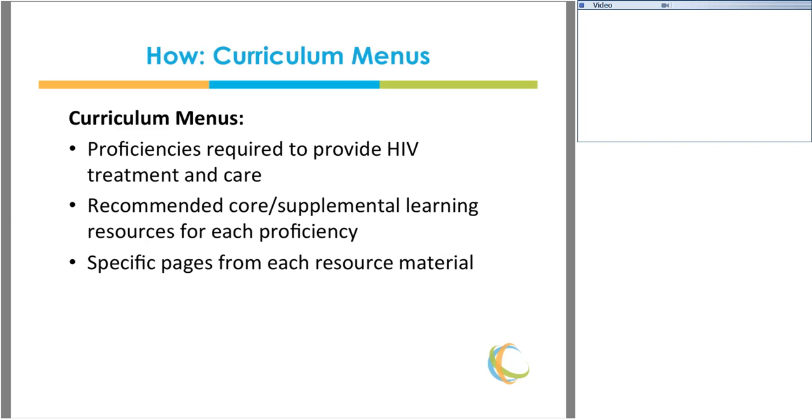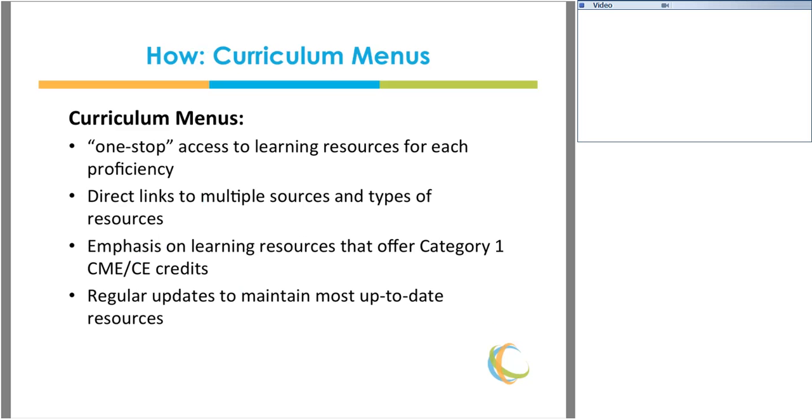The next main part of the training package are the curriculum menus. The curriculum menus are the foundation of the HIV training package, and they identify proficiencies required to provide HIV care and treatment, identify the recommended core, and have supplemental learning resources for each proficiency. And we've also included the specific page from each resource material, so you don't have to go searching through each of those resources for the appropriate topics. The next several slides will provide more detail on the curriculum menus.